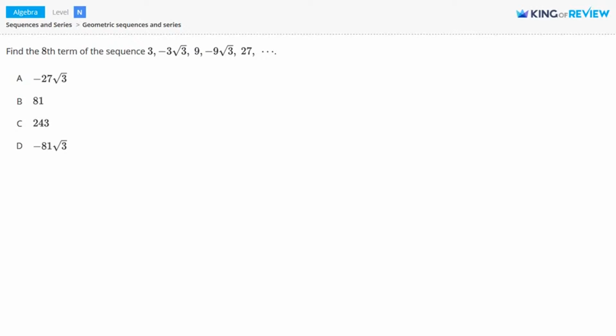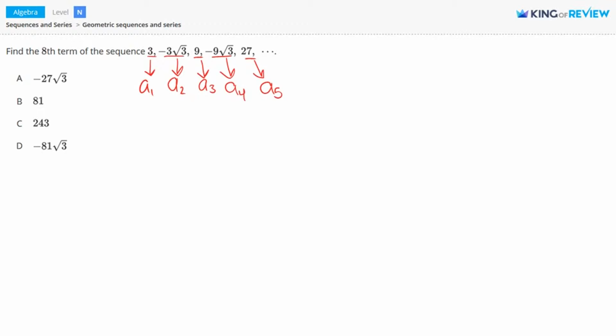So let's look at these numbers here. These are all called terms. This first number or term is called A1 because it's the first term. This second is called A2 because it's the second term. And this naming pattern continues. The third term is called A3, A4, and this one is A5. So let's see if there's a common ratio.